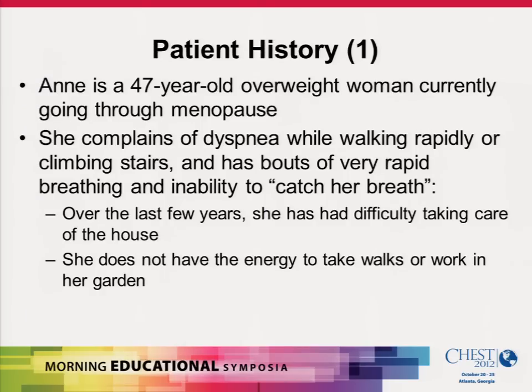Complains of dyspnea while walking rapidly and climbing stairs. Has bouts of very rapid breathing and inability to catch her breath during these episodes. Over the last few years, she has had difficulty taking care of the house. She does not have the energy to take walks or work in the garden.